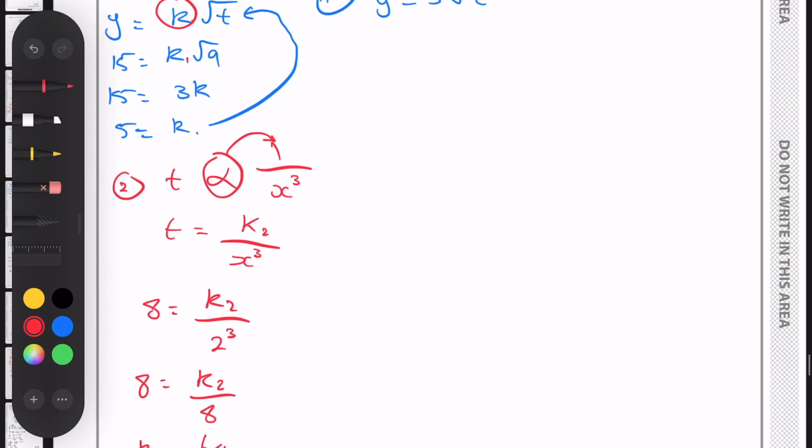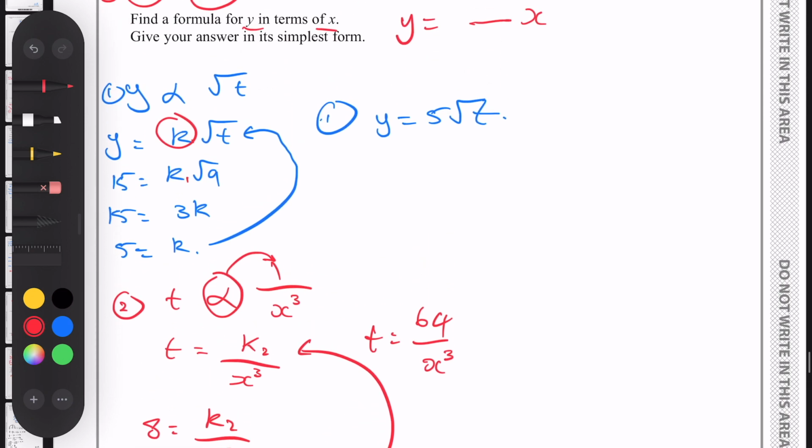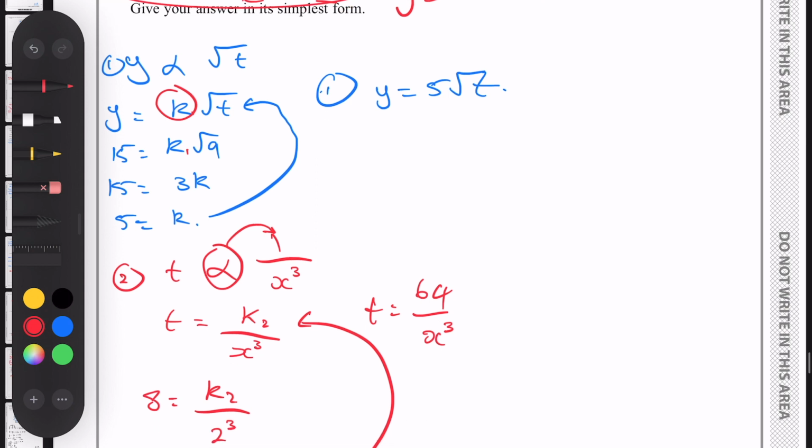Put it back into the equation, which is here. So it's t equals 64 over x cubed. What you'll notice is where it says find the formula in terms of x for y, what that means is you need to eliminate t, and you'll see why in just a sec.